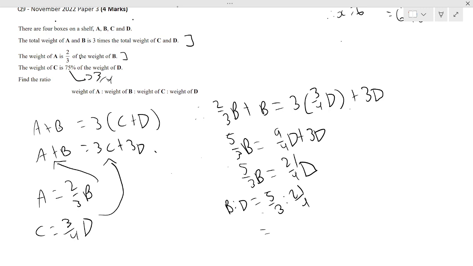I think D's are nasty, so let's get rid of D. So let's make D 1. So then we have to divide by 21/4 on both parts of the ratio. So 5/3 divided by 21/4, put that in the calculator, you then get 20 over 63.